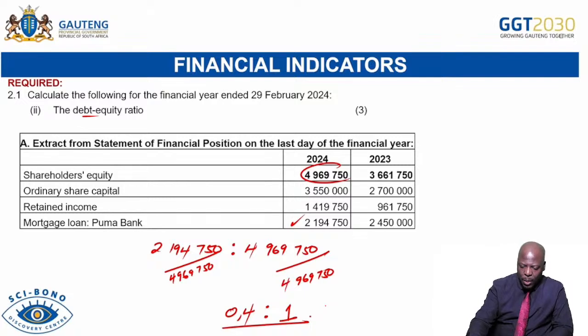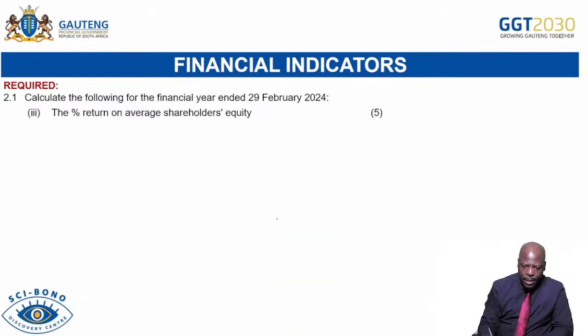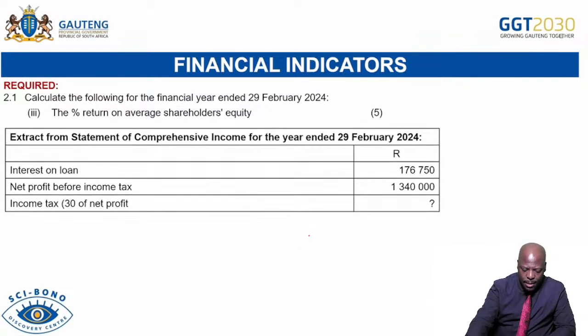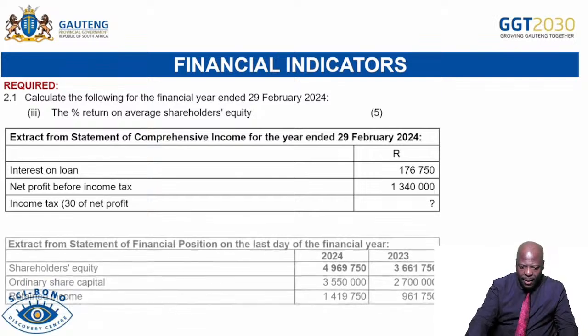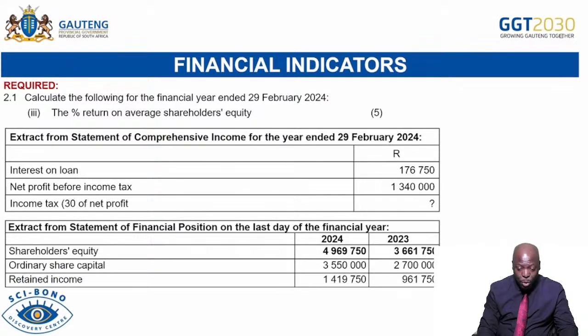Let's go on to the next one. The next one is the percentage return on average shareholders' equity. Okay, let's see. There is the information that I was given, and here is more information. So remember what we're talking about, the return. This is the return to the shareholders' equity.